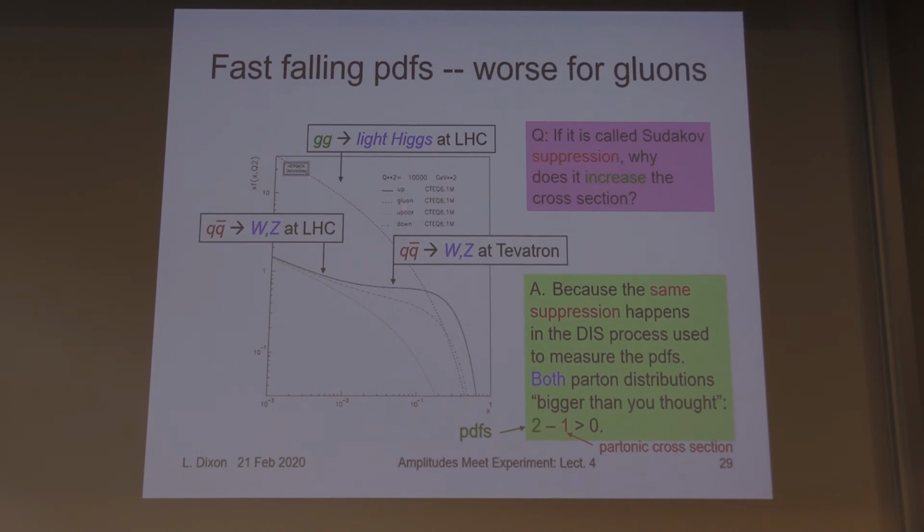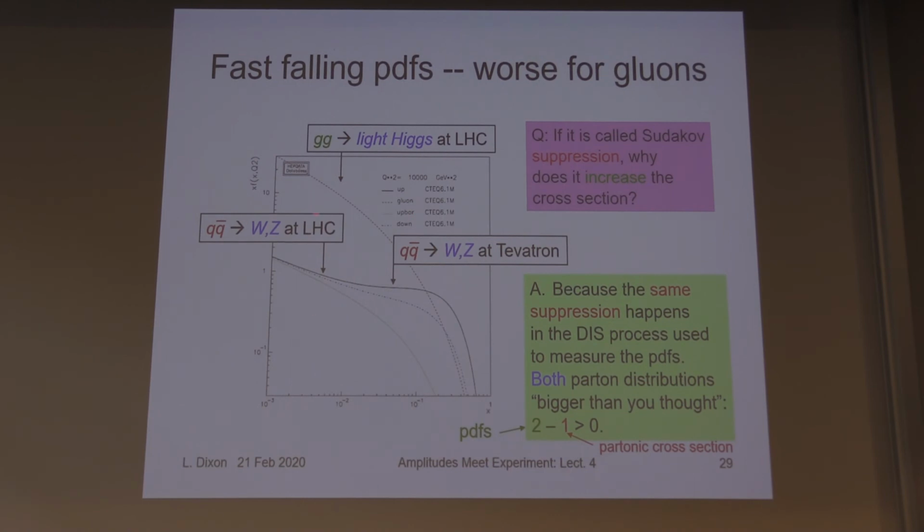And for the Higgs at the LHC, the relevant x value was about m Higgs divided by the LHC energy, so that was about 1 over 100. Tau was the square of it, or 10 to the minus 4. So you need to find the gluon distribution and see how fast it's falling there.